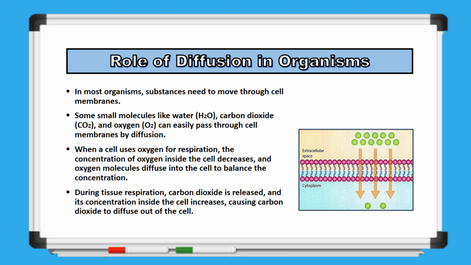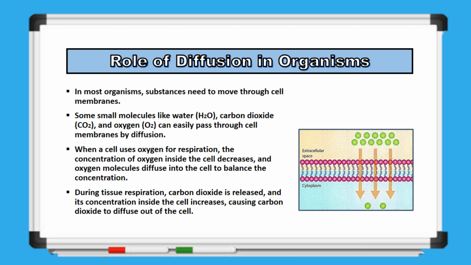Small molecules like oxygen, carbon dioxide, and water pass through the membrane via simple diffusion, moving from areas of higher concentration to lower concentration without requiring energy. For example, during respiration, the cell uses oxygen, reducing its concentration inside the cell, causing oxygen to diffuse in to restore balance. Meanwhile, carbon dioxide produced as a byproduct of respiration accumulates inside the cell and diffuses out.